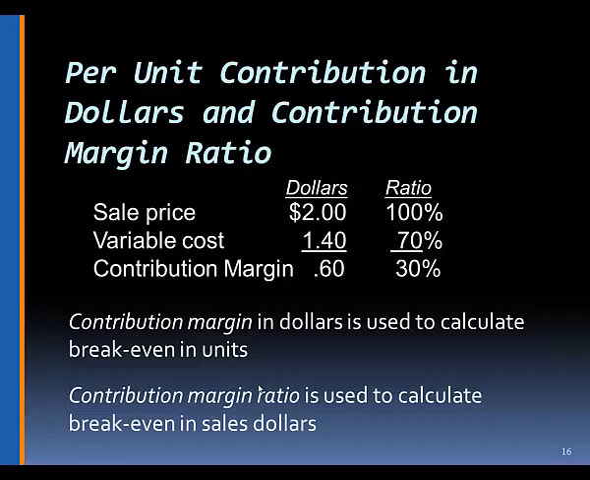So we use the contribution margin in dollars to calculate the break-even in units. We also have to the right another column called ratio. This is the contribution margin ratio, and we calculate this by dividing the contribution margin by the sales price. So 60 cents divided by $2 is 30 cents, 30%. We can use the contribution margin ratio to calculate the break-even in sales dollars.